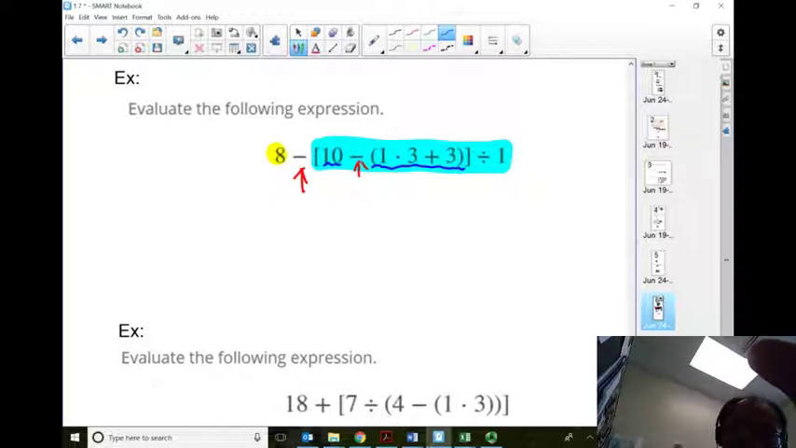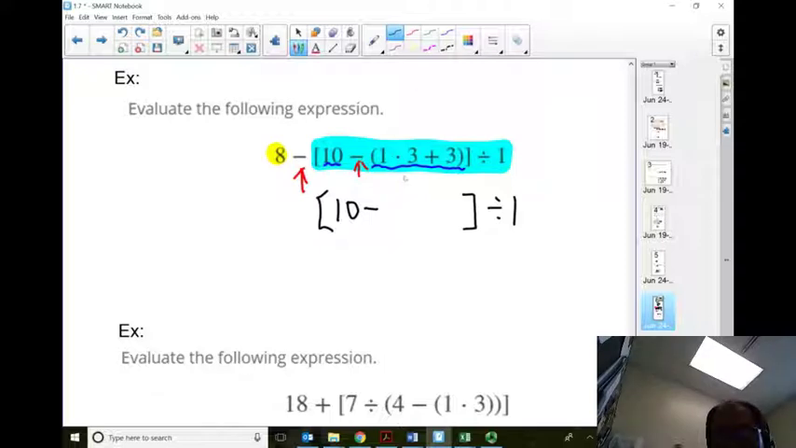So first term in the bracket, still going to be 10. So let me write the bracket first. Bracket still there. Divided by 1 still there. First term in the bracket is 10. Subtraction sign still there. Now let's do what's inside this parenthesis. So within this parenthesis, there's a plus sign. So that separates between 2 more terms in that parenthesis. So 1 times 3 is 3. 3 plus 3 will be 6. So what's coming out of the parenthesis is a 6.